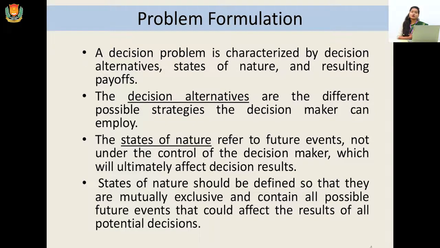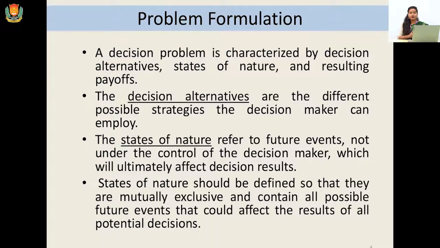So basically when we talk about decision alternatives, that means the possible different strategies to conclude the work. Okay, so to conclude that work, a decision maker has to plan many alternatives and many possible outcomes or possible ways, so that he or she can complete that particular target, or can complete the particular work.